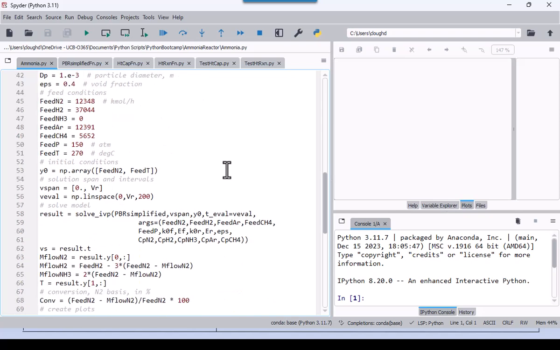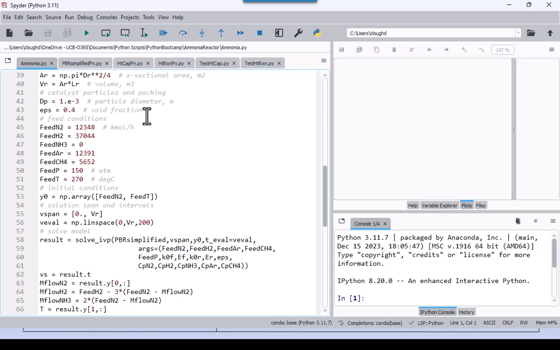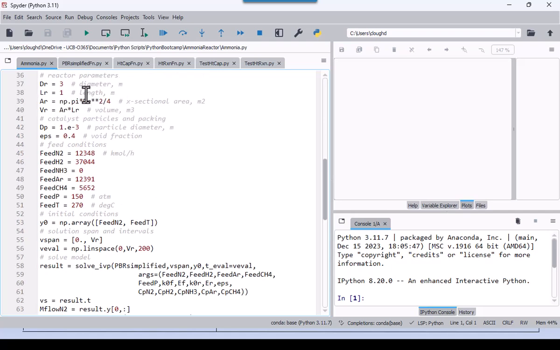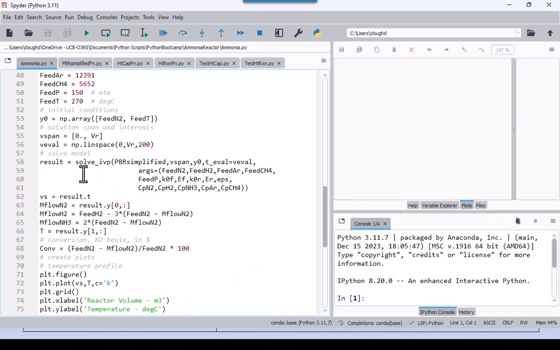From here, the setup is similar to what we've done before in solving differential equations. We have two differential equations, so we assemble an array of our initial conditions, and then we say that we're going to solve that from 0 to the volume of the reactor, and we've set the volume of the reactor up here based on a length of 1 meter and a diameter of 3 meters. And then we say we'd like to see solutions for 200 points as we go from 0 to VR. That's our V eval variable.